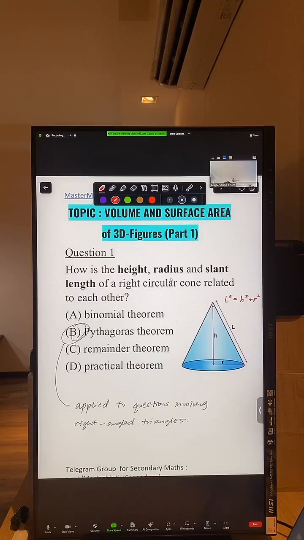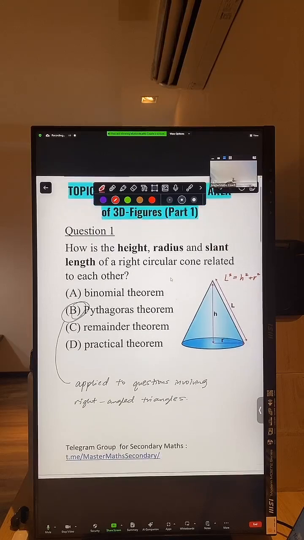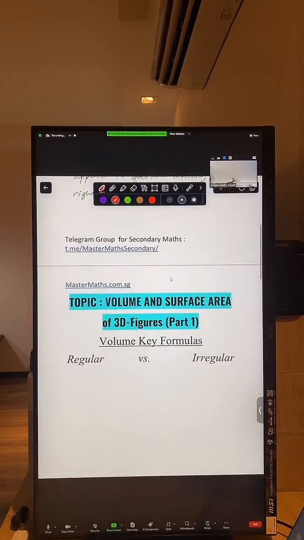Binomial theorem is something that you learn in A-Maths lah. This one is covered in A-Maths, it's not covered in E-Maths. Remainder theorem also A-Maths. I have no idea what practical theorem is. Okay, maybe it's some other subject altogether. Okay, let's move on to the next question, guys.